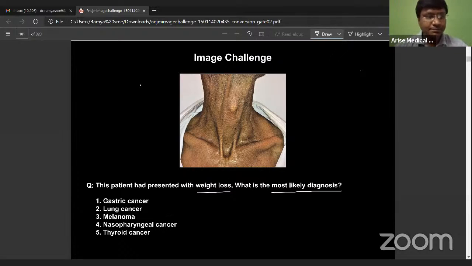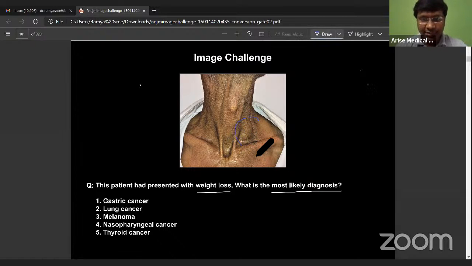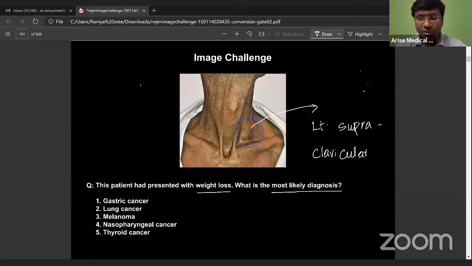Right. So, very good, Santosh. Excellent. The answer here is gastric cancer. Why? I have rounded off one important structure. What is this important structure? This is the swelling of the left supraclavicular lymph node. Can anyone tell me what this particular lymph node is called? The answer is gastric cancer.